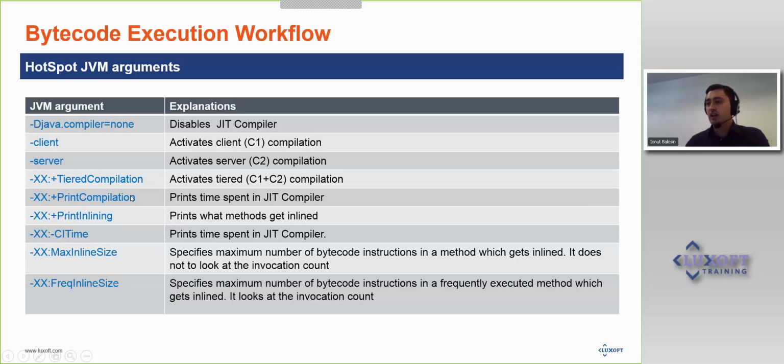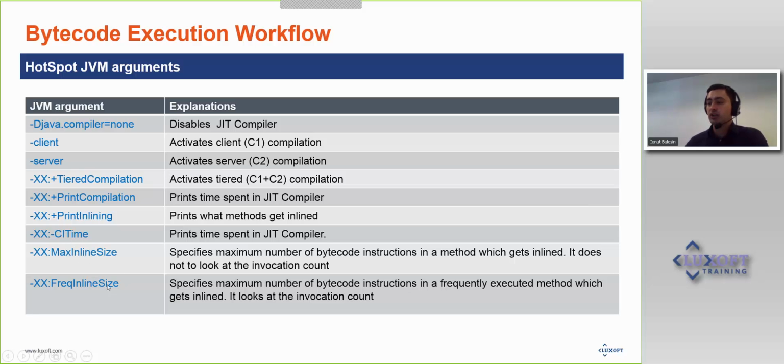For seeing the compilation in the console, we have to add, when the JVM starts, the PrintCompilation flag. To see all the inlinings, all the code that is inlined, we have to choose PrintInlining. To see the time spent in the compilation phases themselves, we have to take CITime.